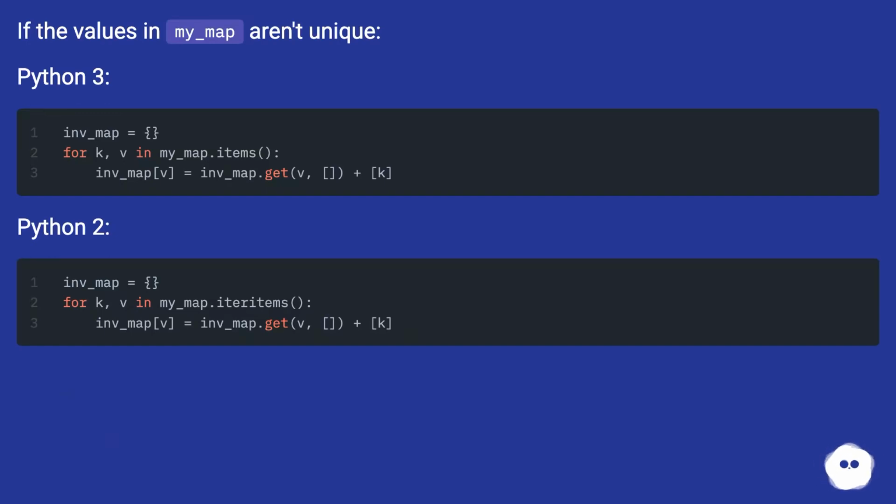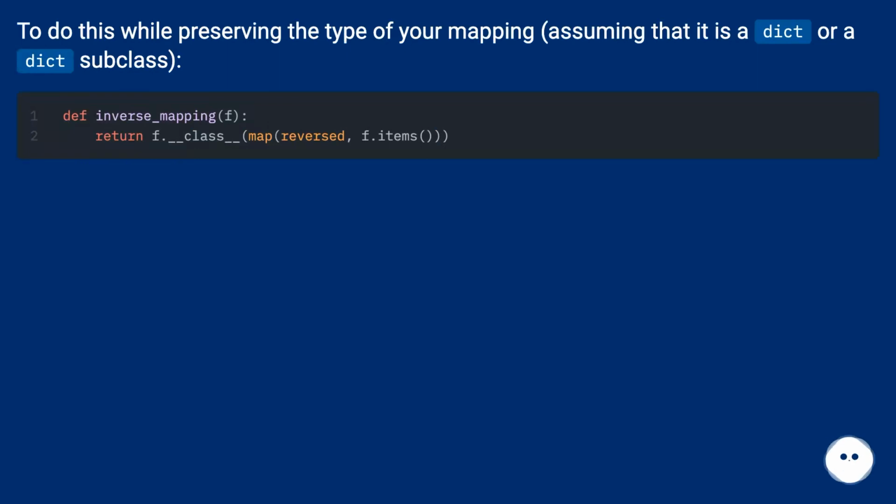If the values in my underscore map aren't unique, Python 3, Python 2. To do this while preserving the type of your mapping, assuming that it is a dict or a dict subclass.